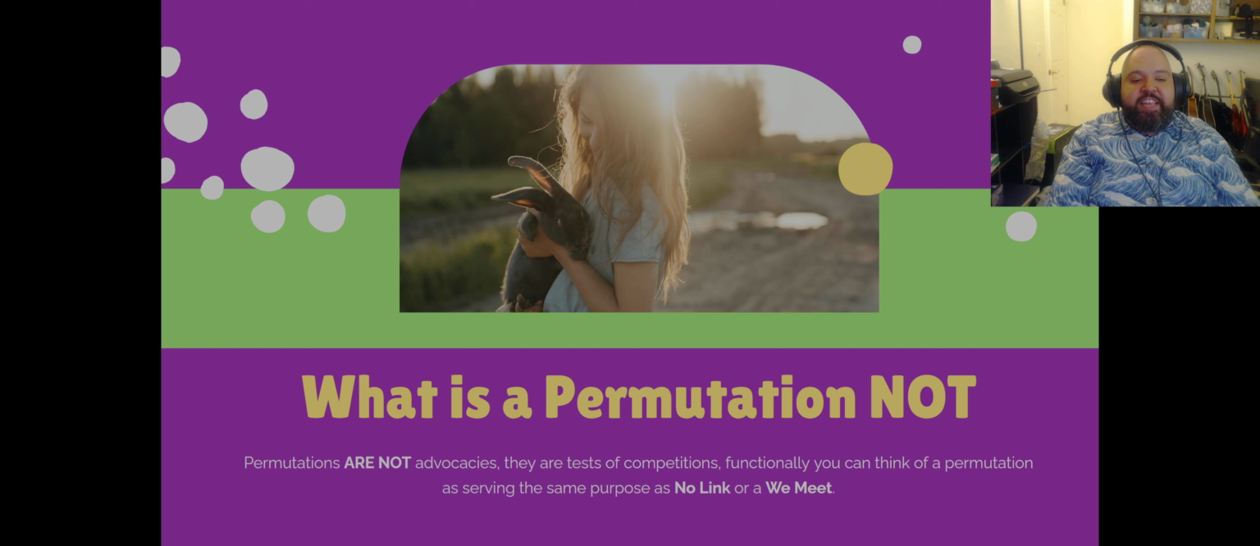Okay, so what is a permutation not? Permutations are not advocacies. They are tests of competition. In function, a permutation serves the same purpose as a no link or a we meet does on theory. When you read a we meet on a theory argument, you are saying there is no link to the violation, so there is no reason to reject the affirmative. When you read a no link on a disadvantage, you are saying that impact will not happen, it should not be counted against the affirmative. That same thing is happening in the world of the permutation. It is not an advocacy. We are not literally saying we have changed our plan, it is now do both.